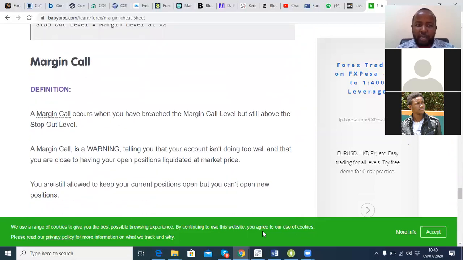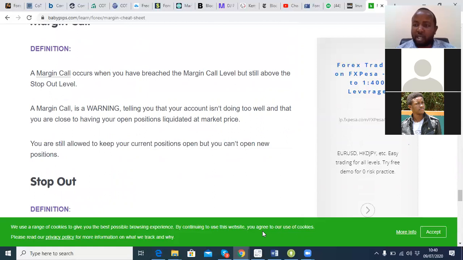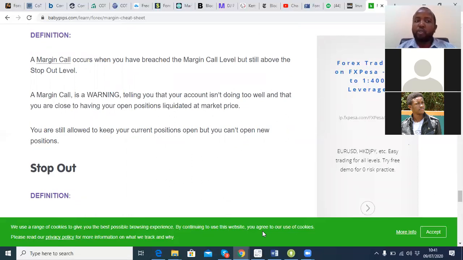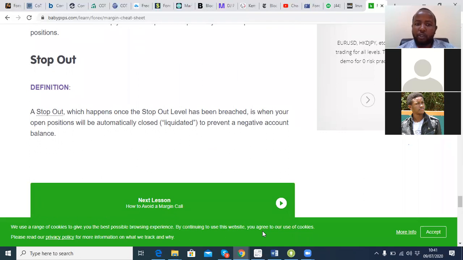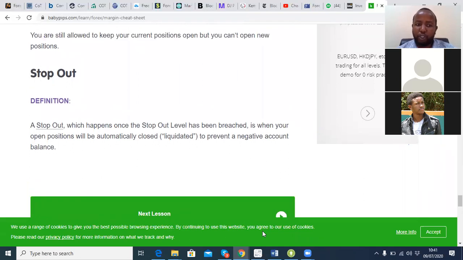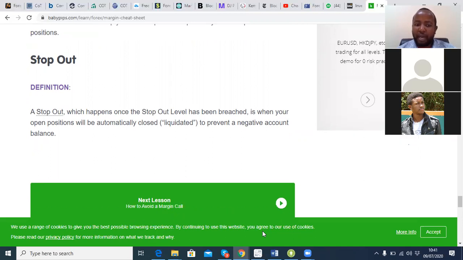So we also need to go over margin call. It occurs when you have breached the margin call level, where the free margin falls below zero, but is still above the stop out level. A margin call is a warning. Your account is not doing too well, and you are close to having your open positions liquidated at market price. So that is margin call. Then we have stop out. It happens once the stop out level has been reached, when your open positions will be automatically closed or liquidated to prevent a negative balance.